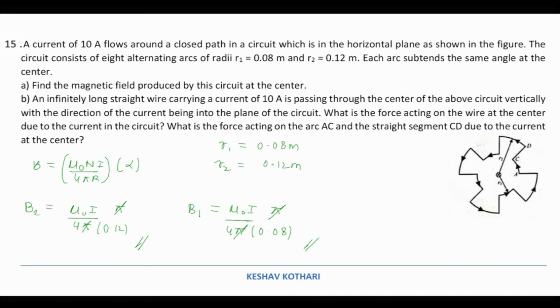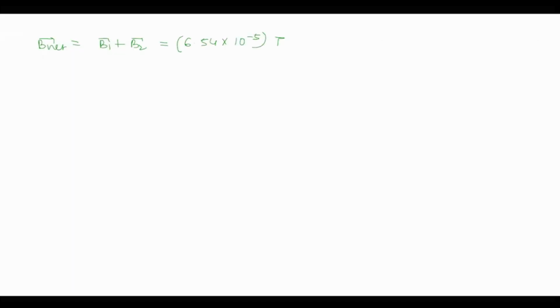The force acting on the wire at the center is going to be 0. The current is basically directed into the plane of the circuit, and the magnetic field is coming out of the plane of the circuit, or out of the plane of the screen. So for the first portion, the force acting on the wire at the center is going to be 0 because the angle between the external magnetic field produced due to the arcs and the current carrying wire is 180 degrees. So the value of I L B sine theta, that is the magnitude of force, will come out to be 0.